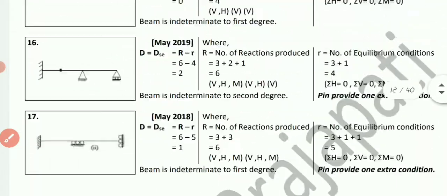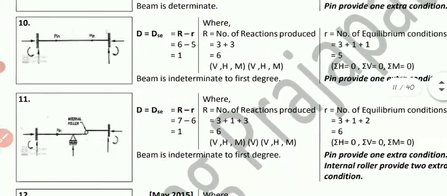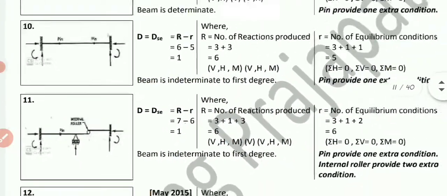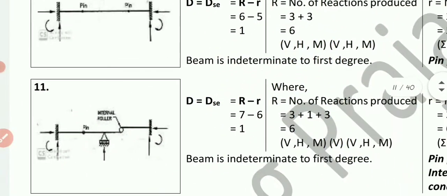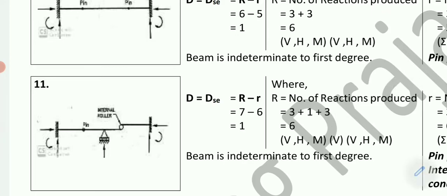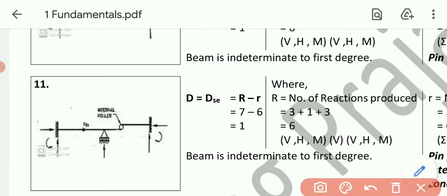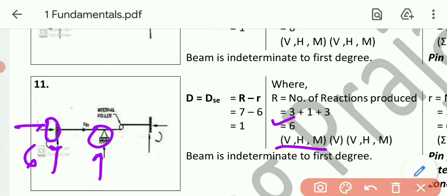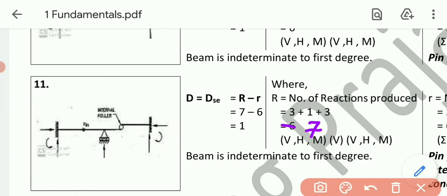Okay, so next example number 11. Just a minute, let me zoom the sketch. Now in this one, a fixed support is there, so ultimately 3 reactions will be there: vertical, horizontal and moment. Over here roller support is there, so 1 reaction will be there, vertical. And over there also fixed support is there: vertical, horizontal, and moment, that is 3. So ultimately capital R's value will be 3 plus 1 plus 3, once again an editing mistake is there, that is 7.